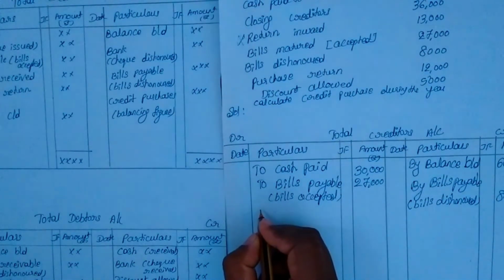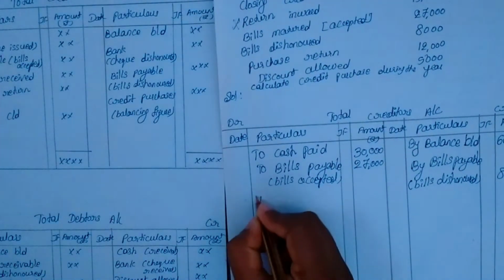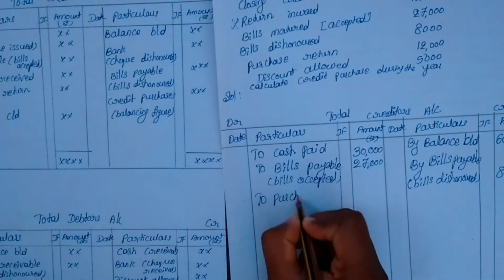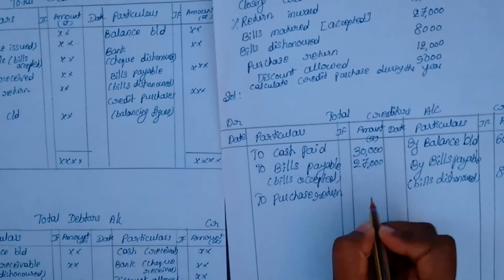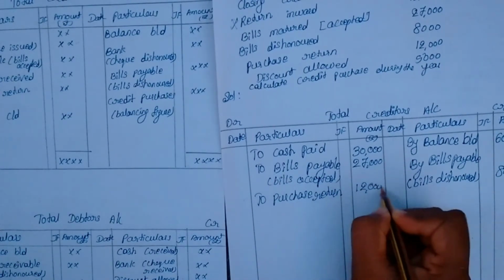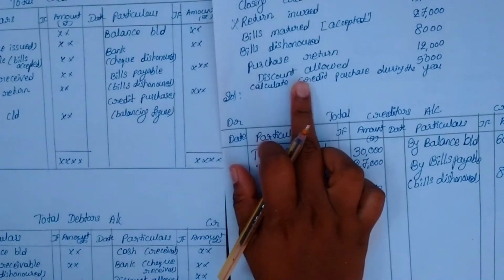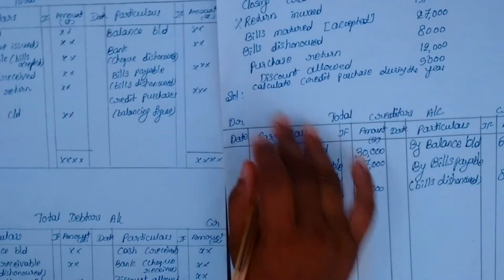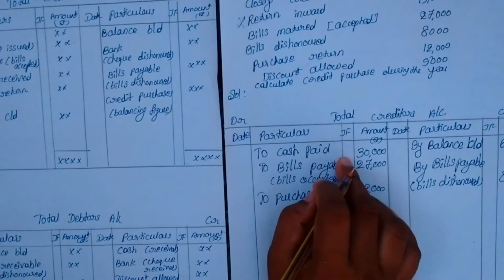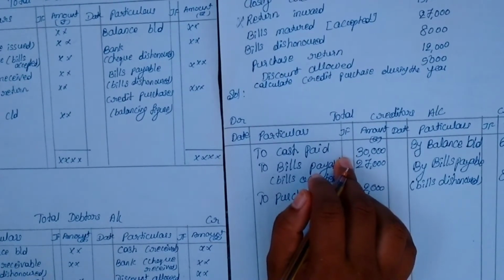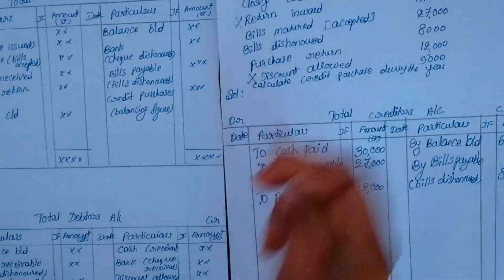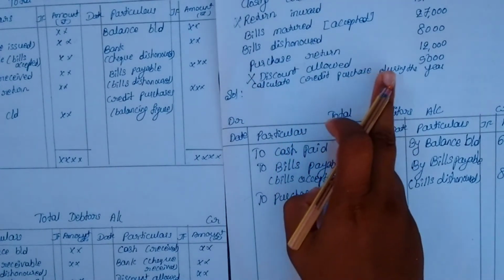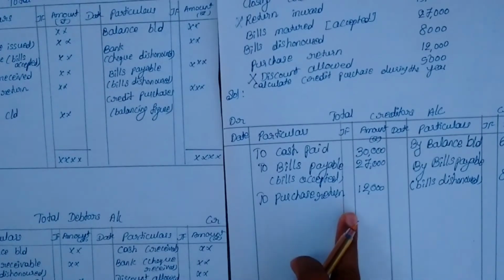Next comes purchase return. Purchase return is on the debit side. To purchase return, amount is 12,000. Right, amount 12,000. Last one is discount allowed, 5,000. Again, in the total creditors account, we are considering discount received. Therefore, we have to ignore this discount allowed. We only have to take discount received.